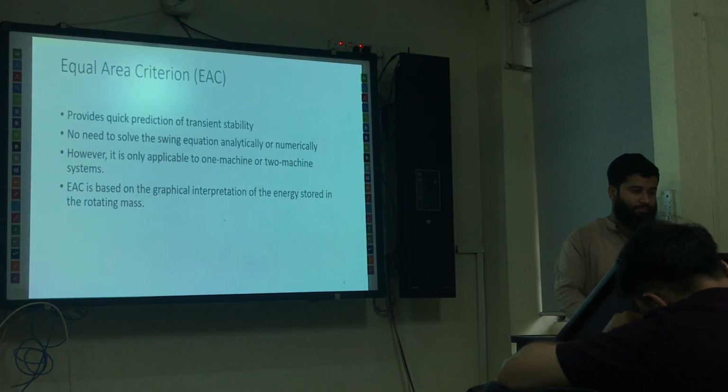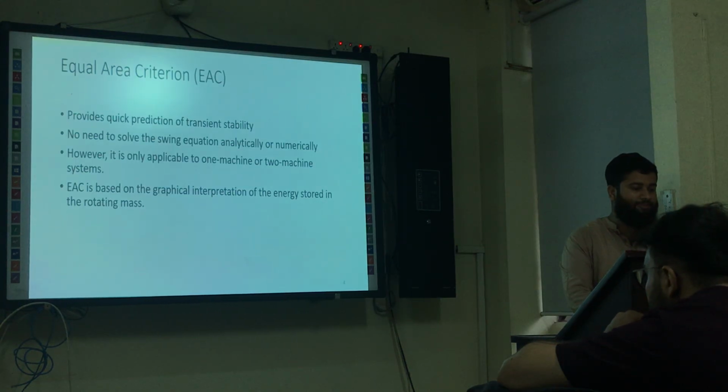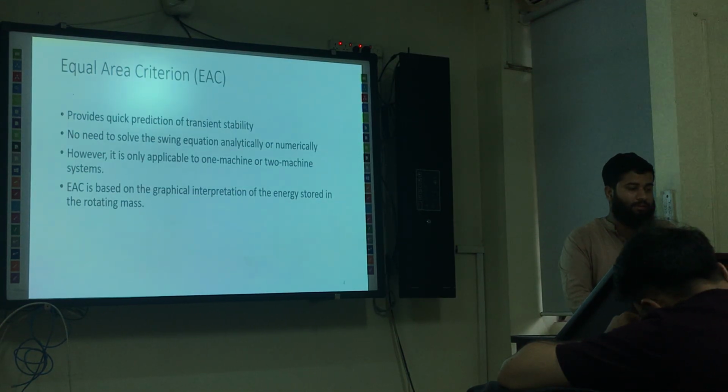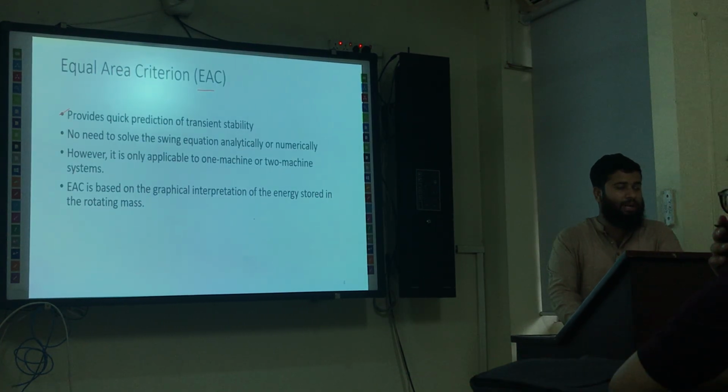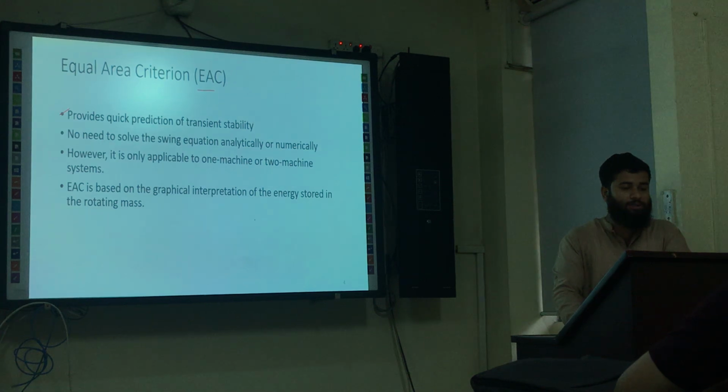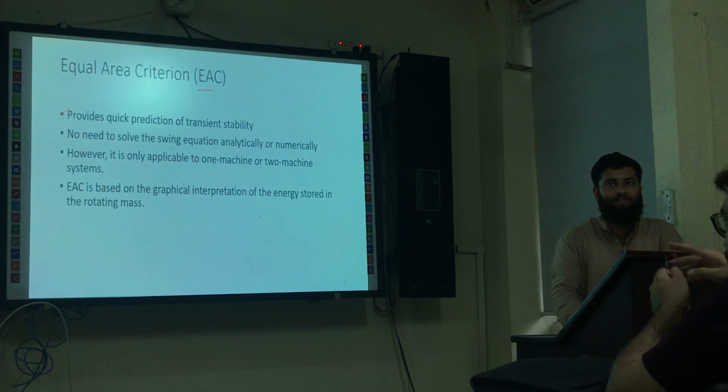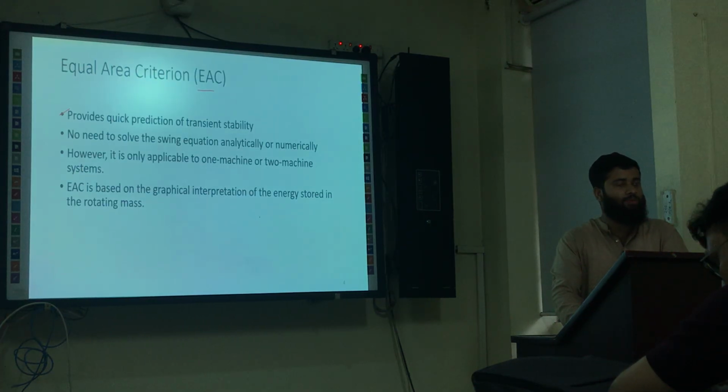So, what is the advantage of the equal area criterion method, or the EAC method? Actually, this provides quick prediction of transient stability. That means just by looking at the graph, we can say whether the system is transient stable or not. We do not need to solve the system. We can just look at the graph and easily sense whether this is a transient stable system or not.